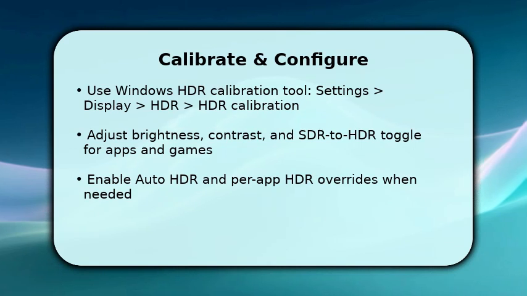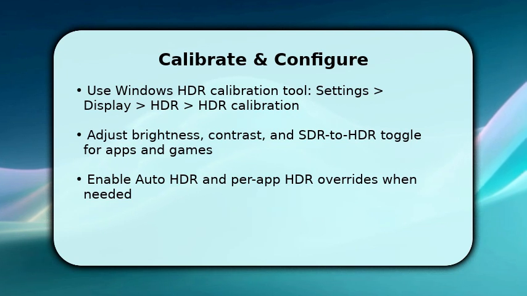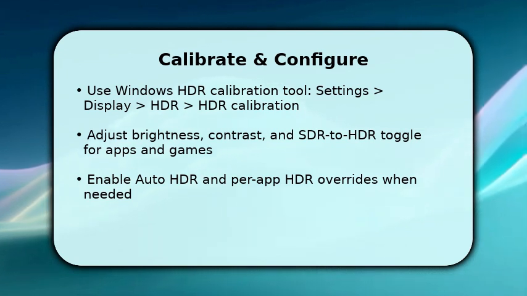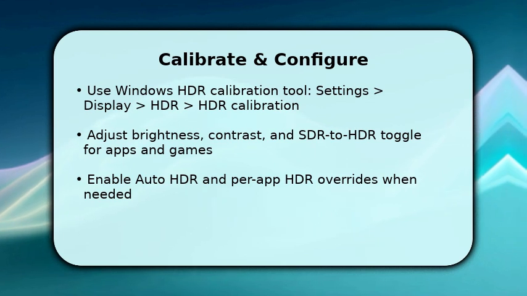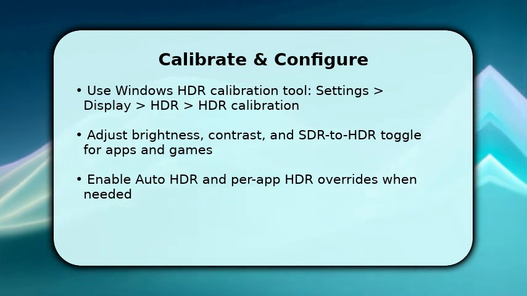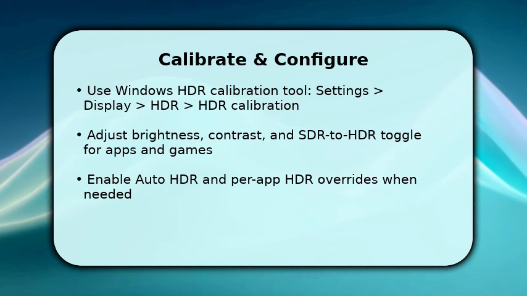Once HDR is enabled, you need to calibrate for accurate results. Otherwise, scenes may look washed out or too dark. Open the HDR calibration tool in Settings and follow its step-by-step guidance to set peak brightness and color balance.